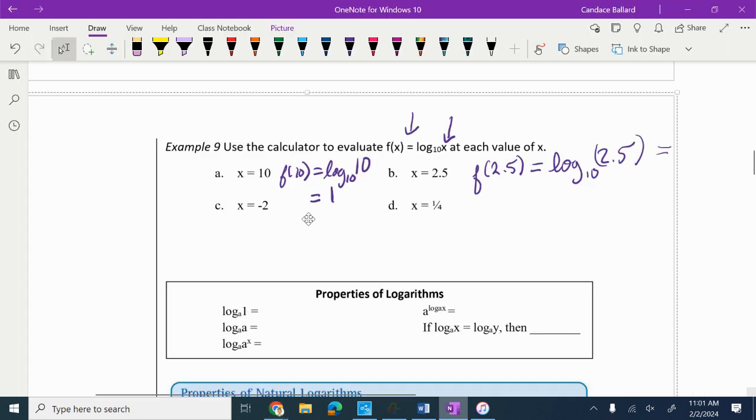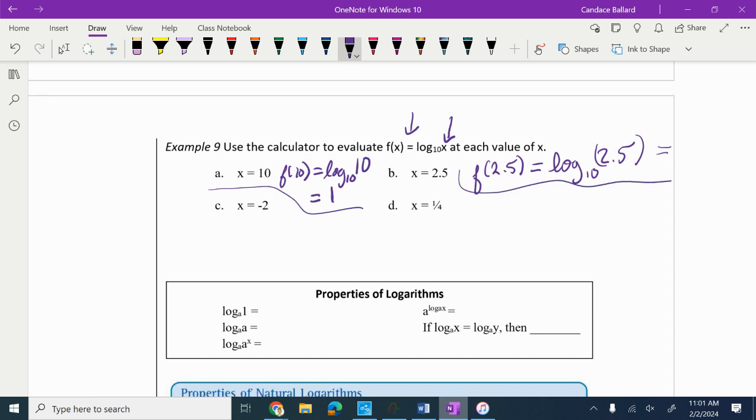All right. I want you to try both C and D on your own. You can put 1/4 or you can put 0.25. I don't care. Okay, so try C and D, set up the nice function notation, try putting those in your calculator.